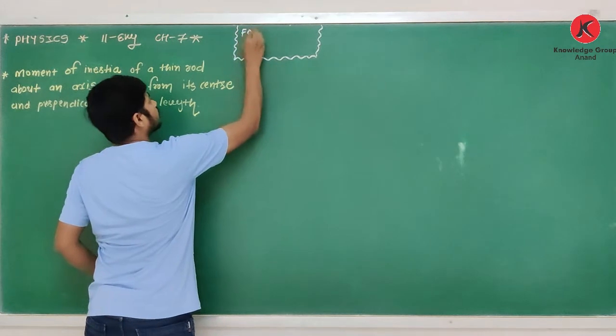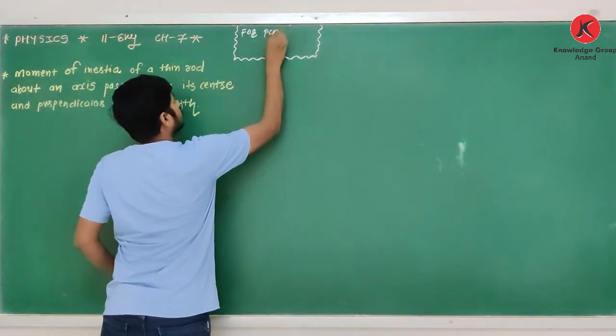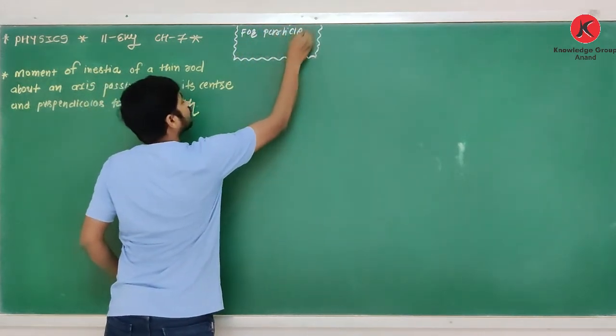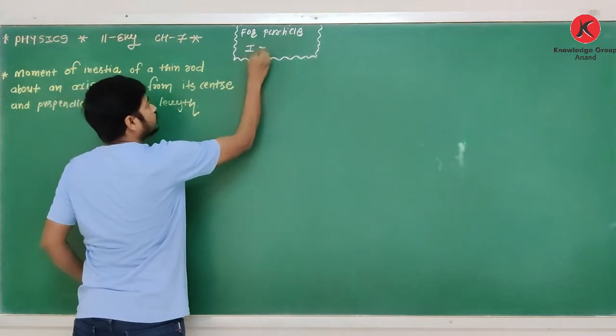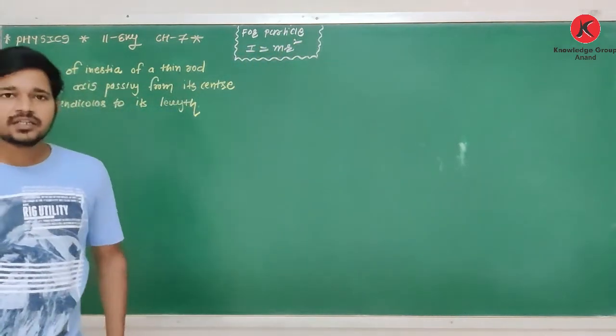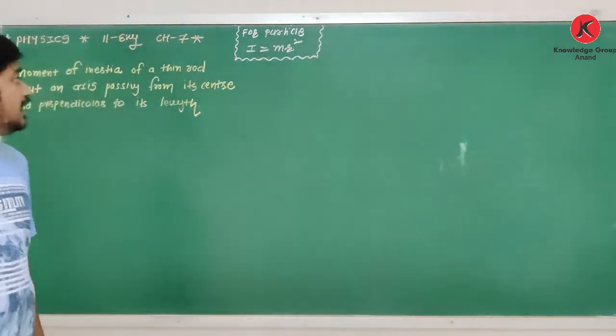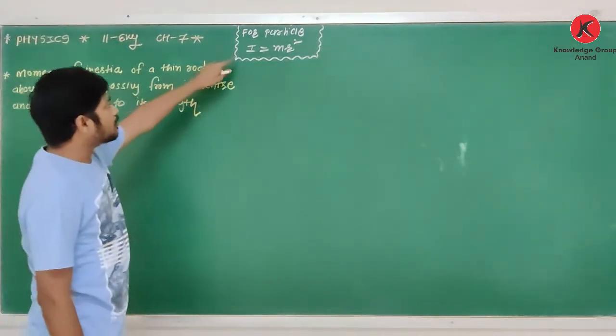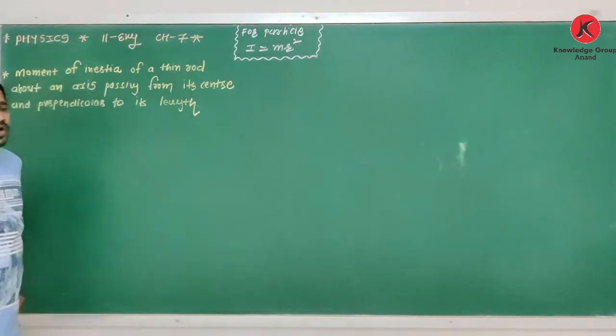We know the equation of moment of inertia. Particle means small size. Moment of inertia I is equal to mr squared, where m is the mass of the particle and r is the distance from the given axis. So for a particle I can use this equation.